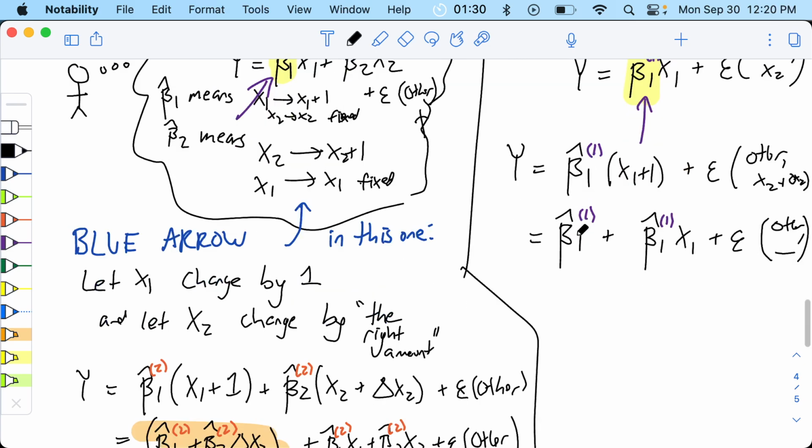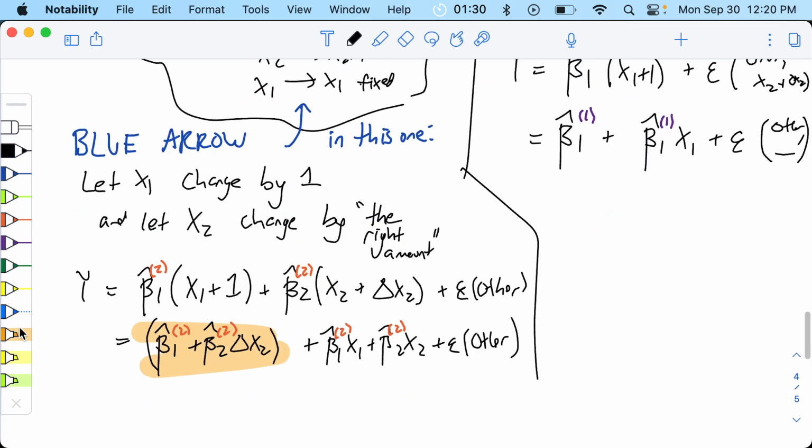Okay, so let me highlight these things so we can compare them. So in the 2 variable regression, you get a combination of the 2 coefficients. That's how much is changing along the blue arrow. And in the 1 variable regression, you only have 1 change. But actually, these 2 things are going to be the same. The confusing thing is that they're both called beta hat 1, but you've got to remember this is the beta hat 1 with the 2 variable situation. That's beta hat 1 in the 1 variable situation. And actually, that's what these things will be.